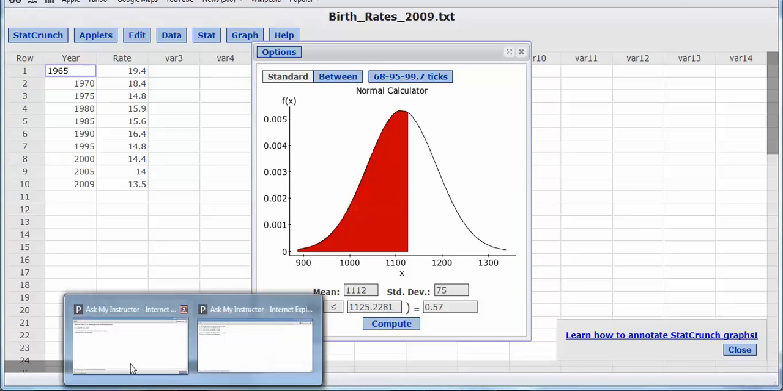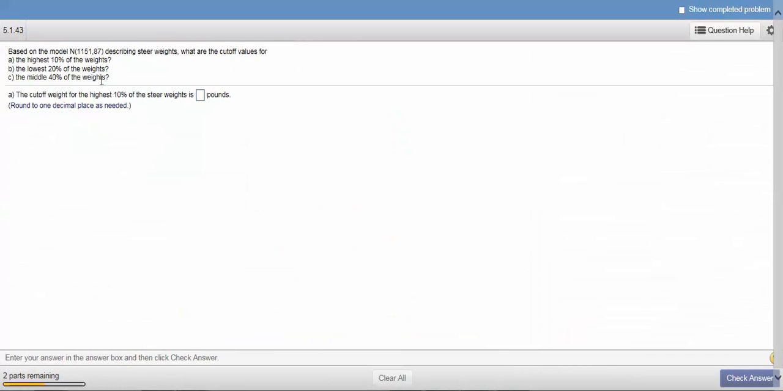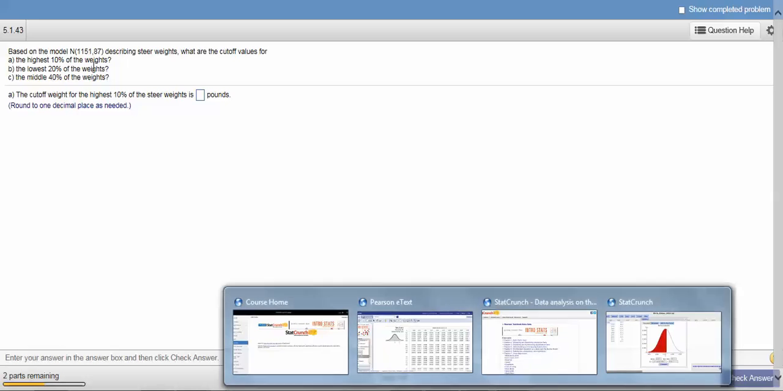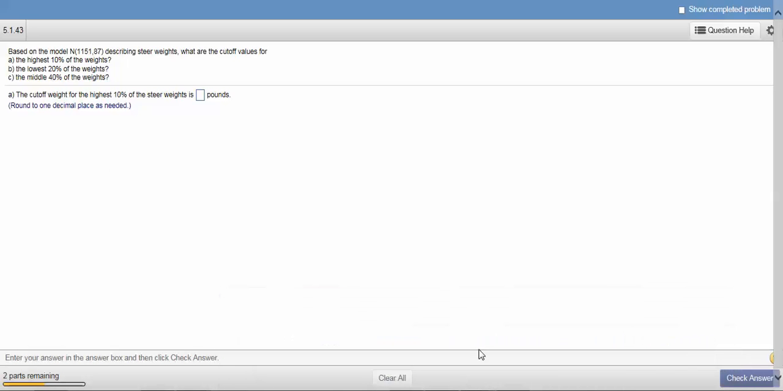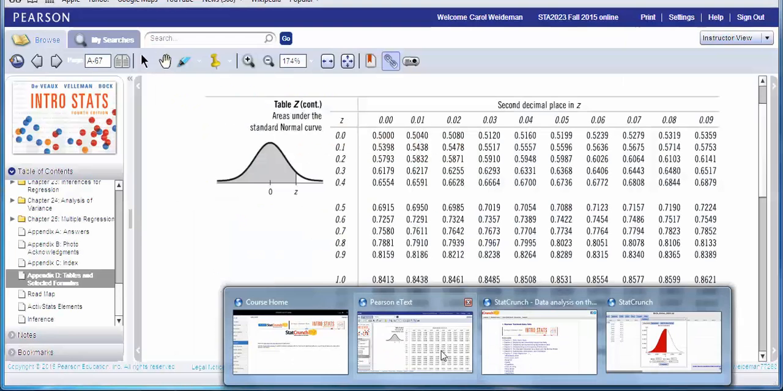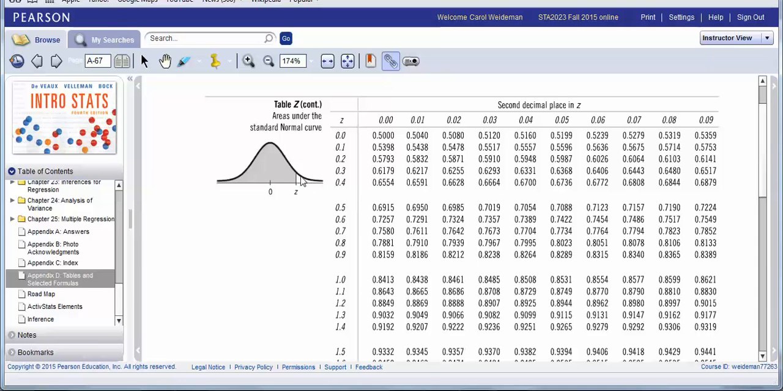Now I also had questions on these here, which is the same scenario, a little different weight and standard deviation, but they want to know the highest 10% of the weights. So again, I want to find in the body of the table, so if I have the highest 10%, that means, let me get the little picture up here, 10% up here, but that means the area to the left must be 0.90.